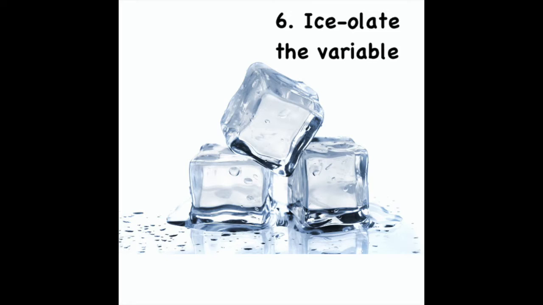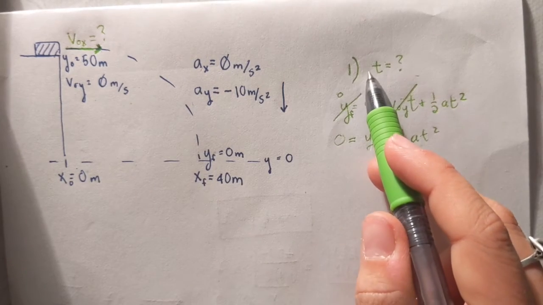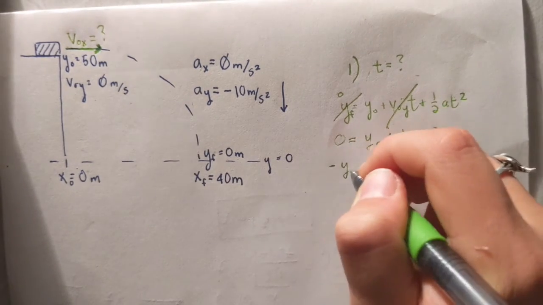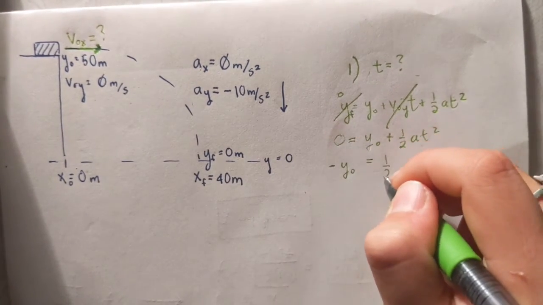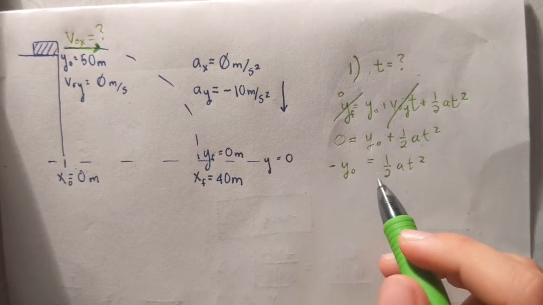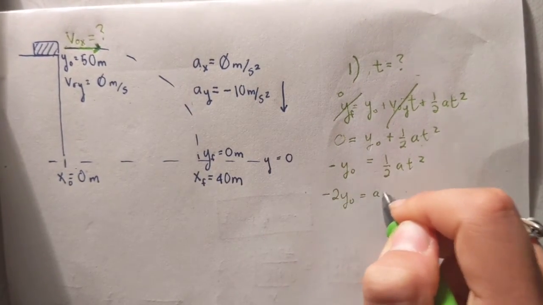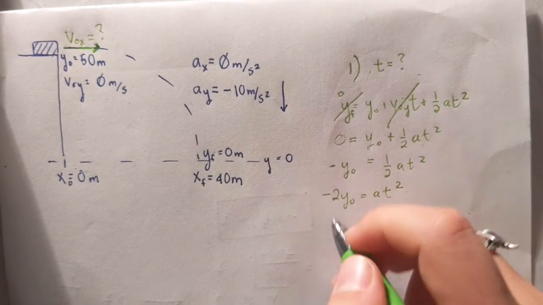My next step is to isolate the variable. In this case, I'm looking for time, t, so I need to get t by itself. I subtract y naught on both sides. I multiply by 2. Then I divide by a.